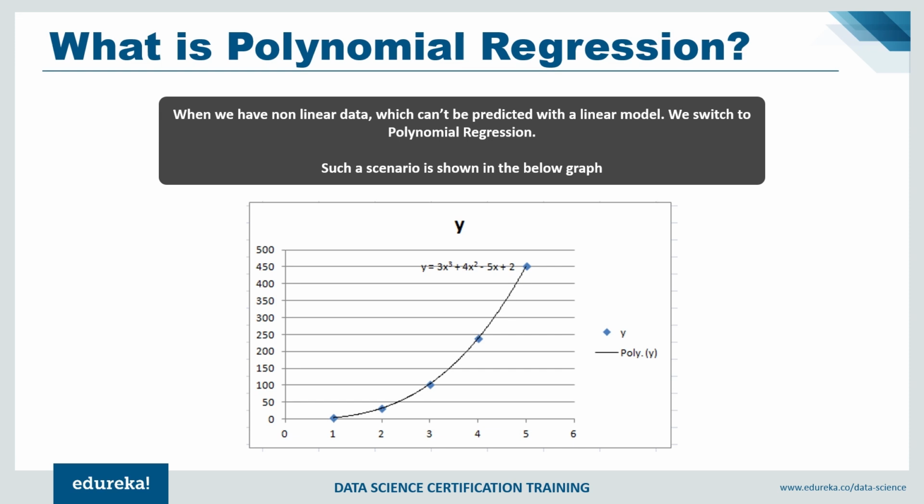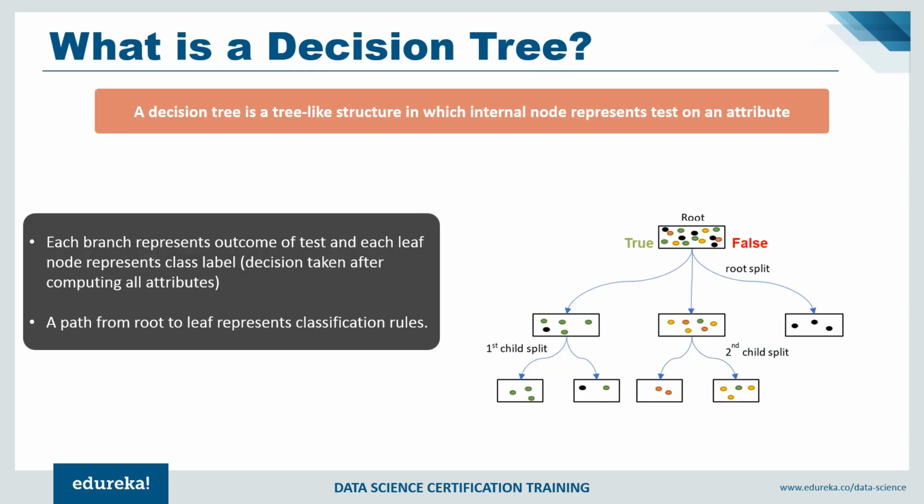Now, when we talk about logistic regression, there's an important term which is decision tree. This is one of the most used algorithms in supervised learning. Let's understand what exactly a decision tree is. A decision tree is a tree-like structure in which each internal node represents a test on an attribute, each branch represents the outcome of the test, and each leaf node represents the class label, which is the decision taken after computing all attributes. A path from root to leaf represents classification rules, and a decision tree is made from our data by analyzing the variables.